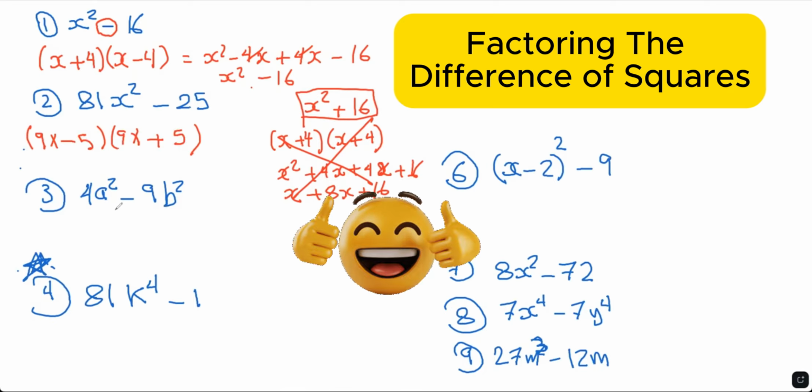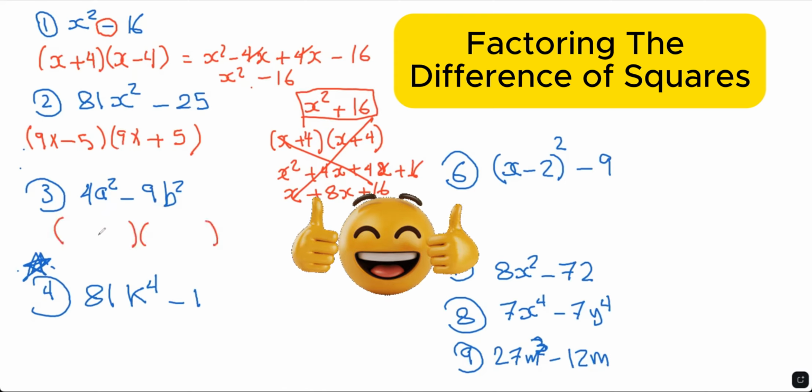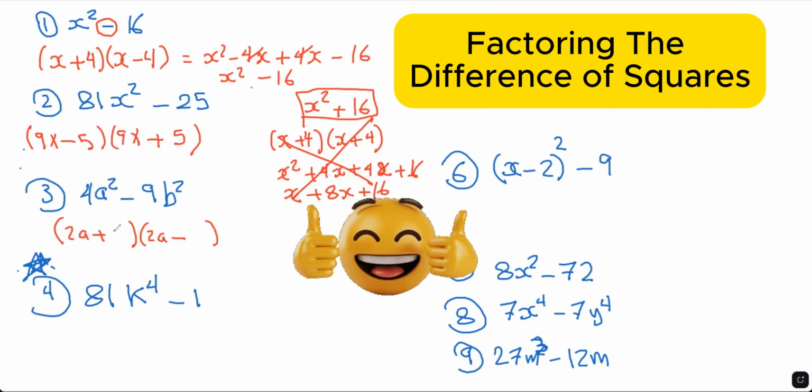And you repeat the same thing in all these questions. The square root of 4a squared is 2a. The square root of 9b squared is 3b. And you just go 2a plus minus 3b.